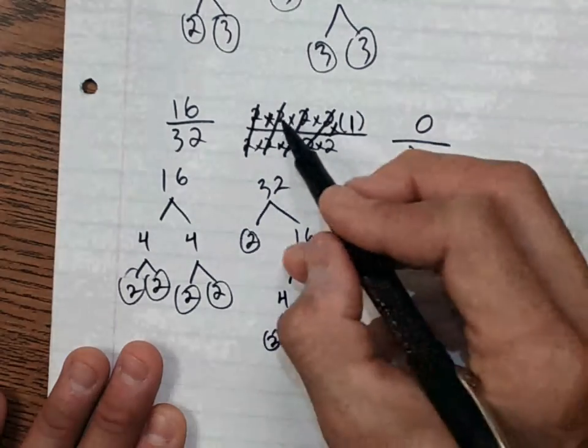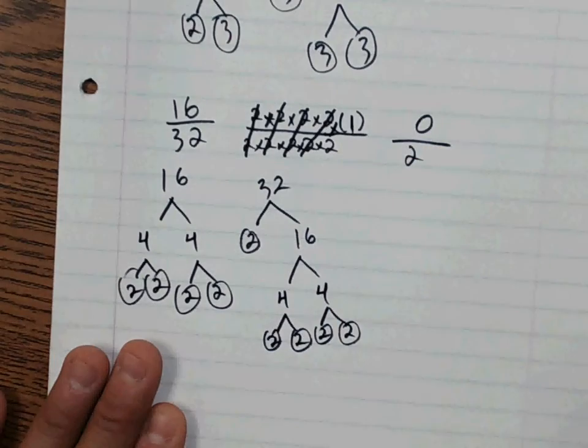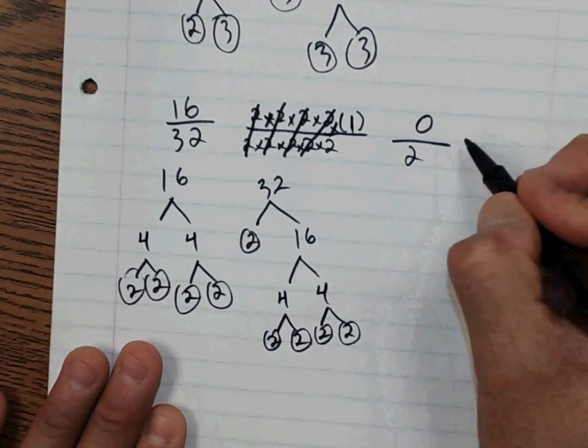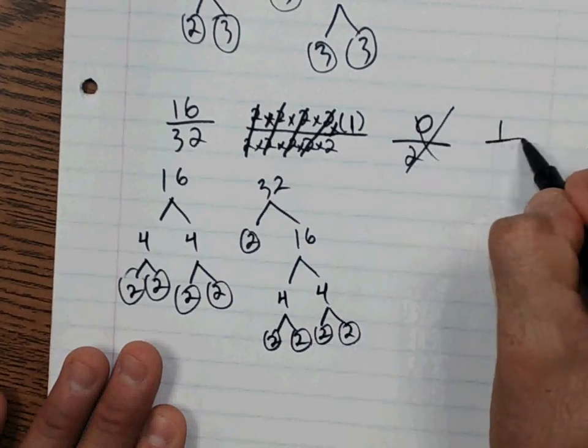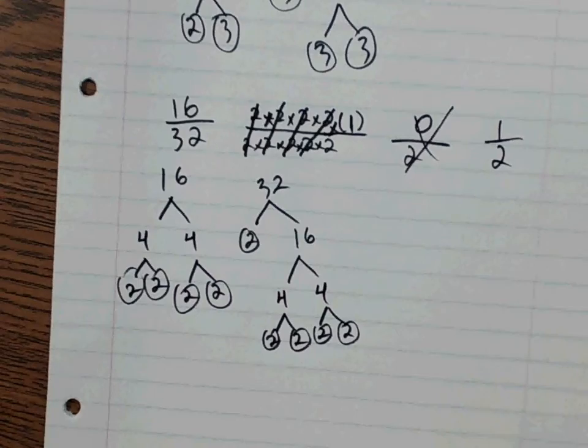Okay, so if you're ever left with no factors in either your denominator or numerator, remember there's always that invisible 1, so it's actually going to be 1 over 2, or 1/2. So 16 over 32 is equivalent to 1/2.